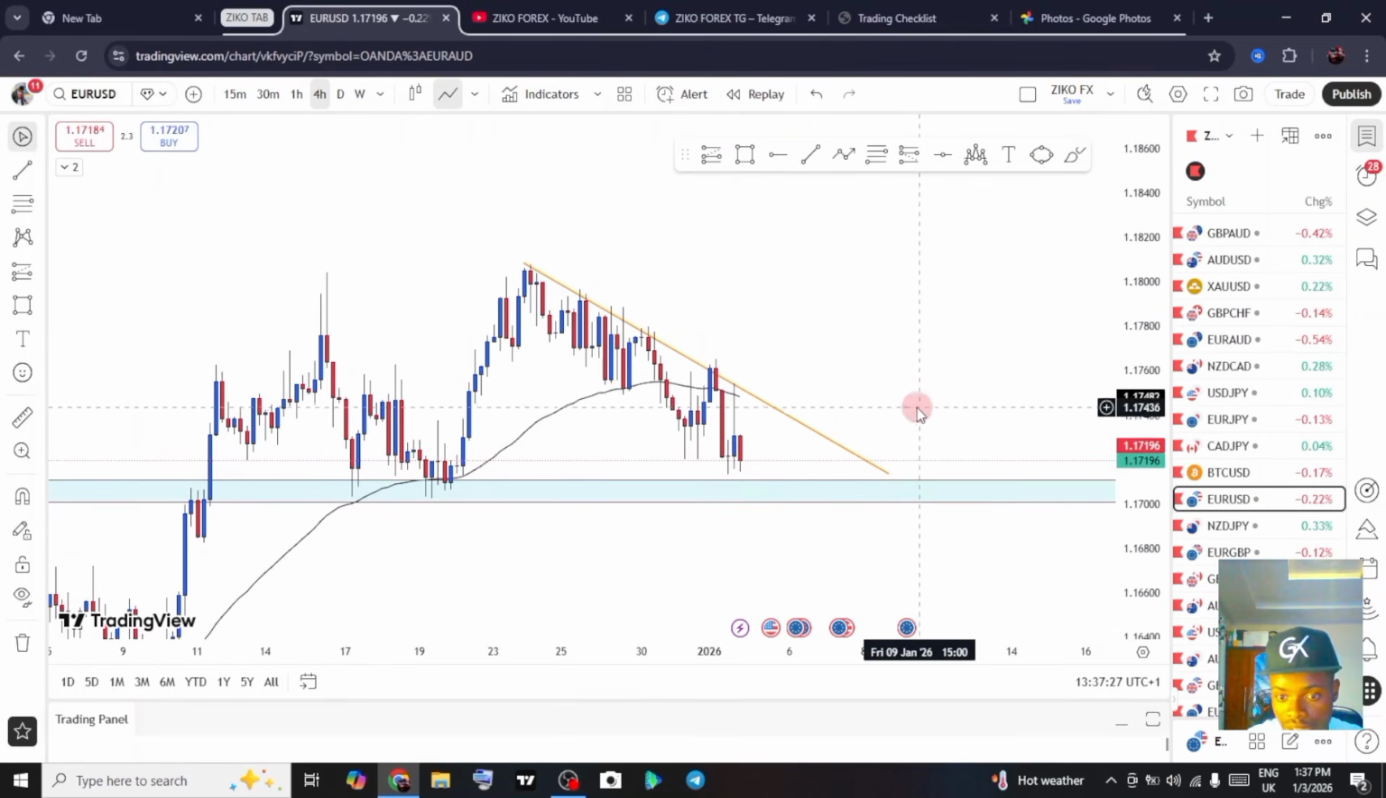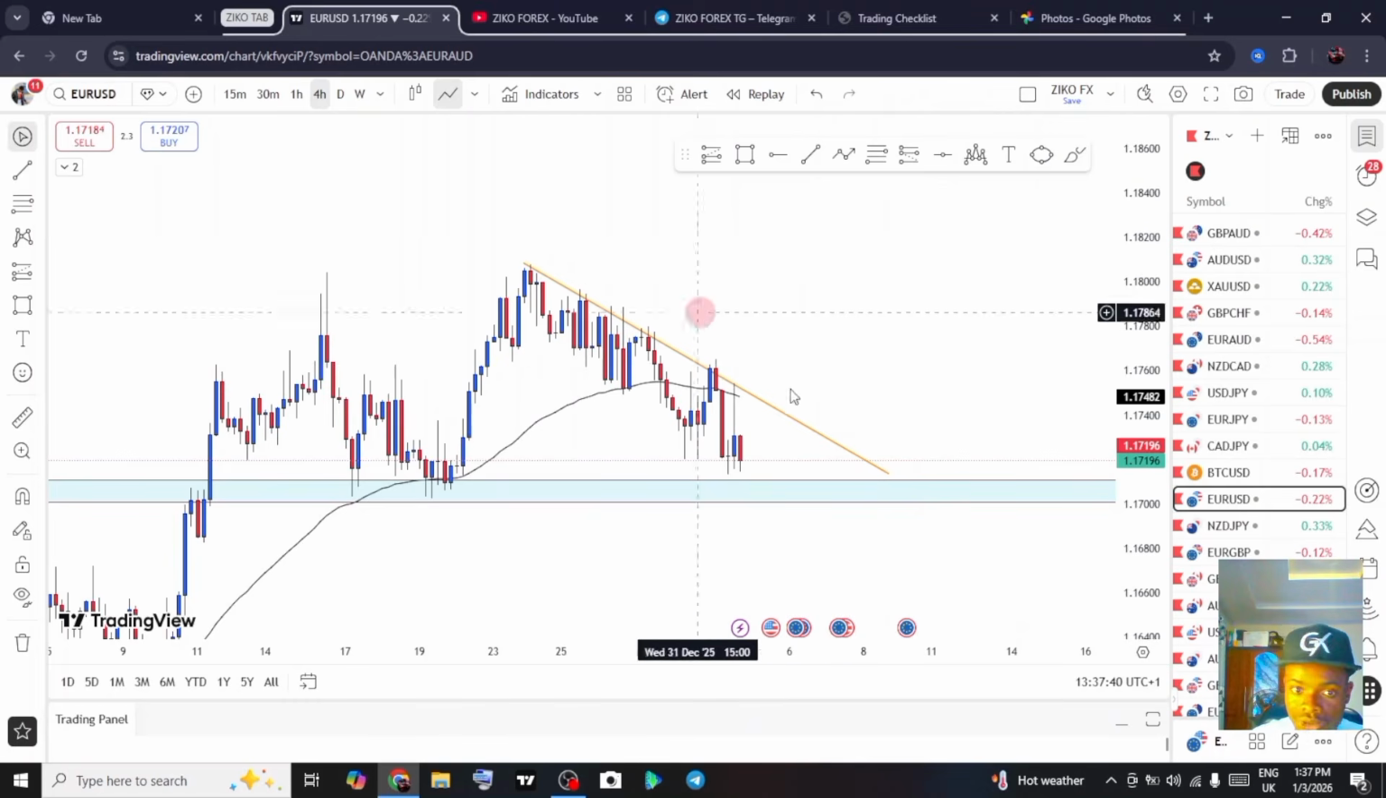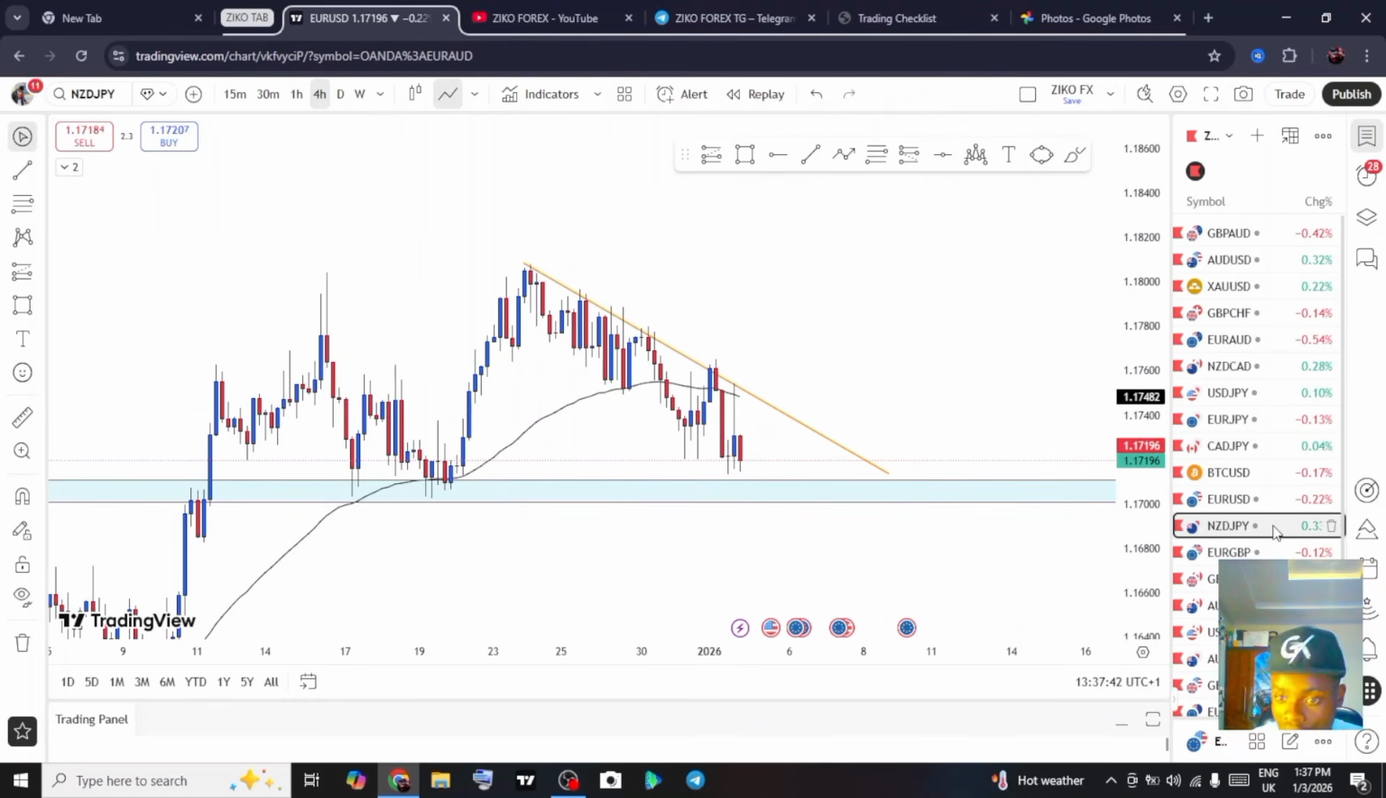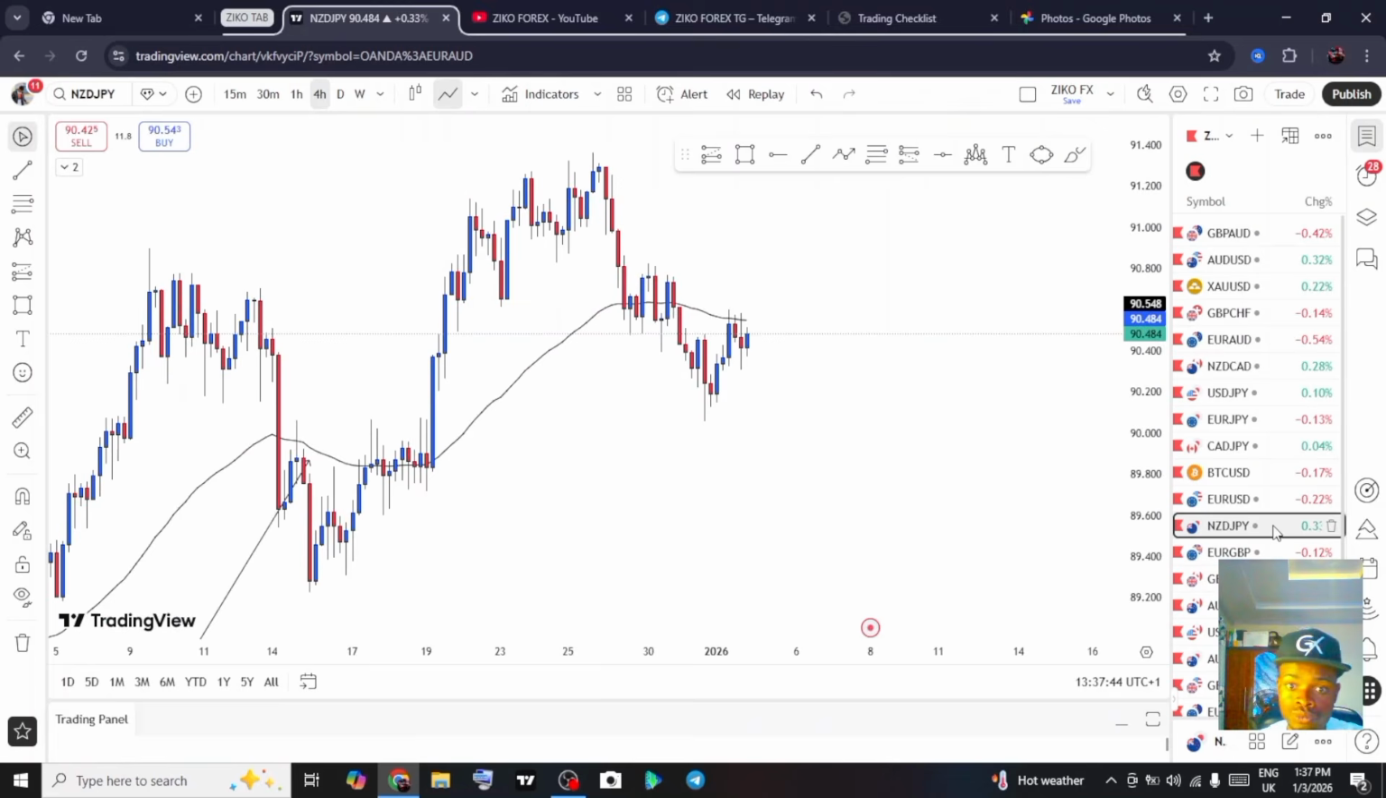That's why I'm saying January 8th to 9 or 12 could be a good time to actually buy Euro USD, right? But for now, price is currently still bearish, and I'm not interested in selling against the higher time frames, right? So I will not be adding Euro USD for this new week.